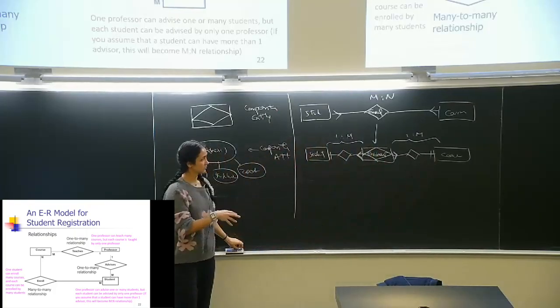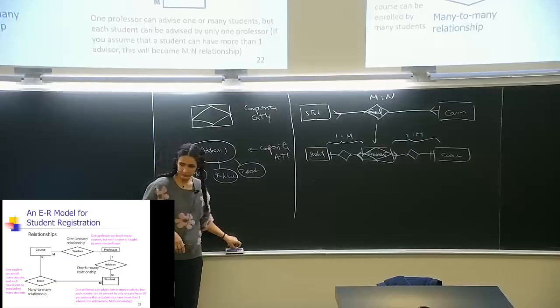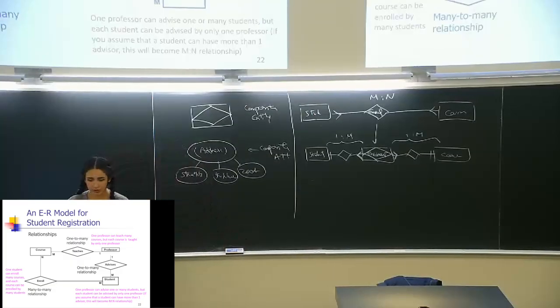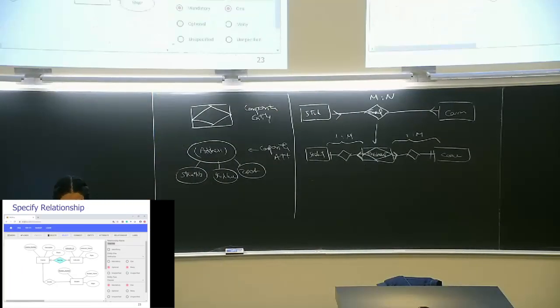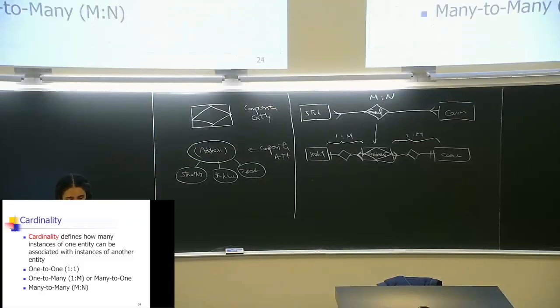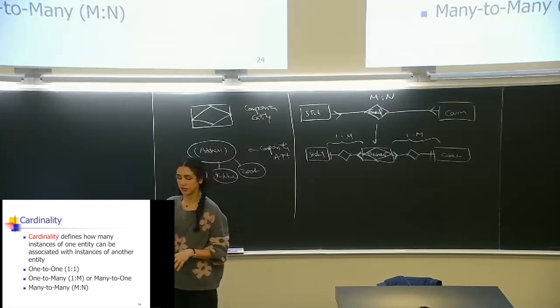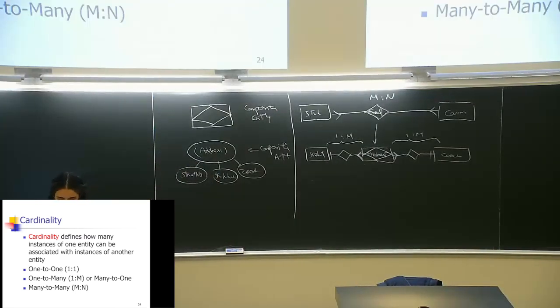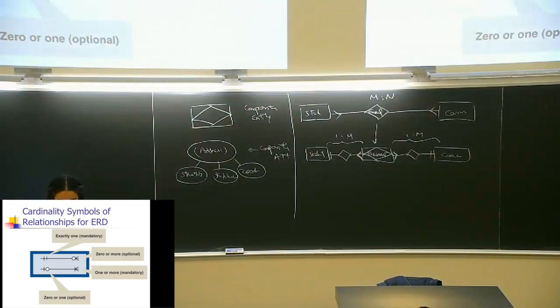So these were just the basic things that we have covered so far. And here you can see the examples. Cardinality is just defining how many instances of one entity can be associated with how many instances of the other entity. In some models, they also identify the exact numbers, but for the sake of this course, you don't need that. You only need to specify whether it is one-to-one, one-to-many, or many-to-many.